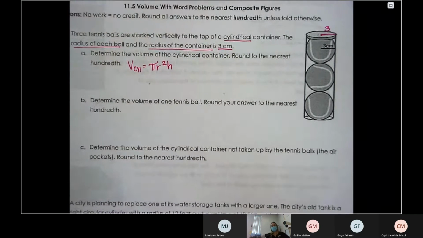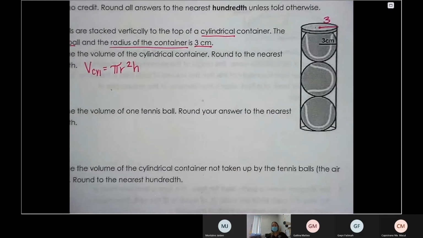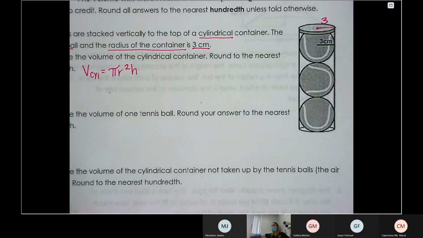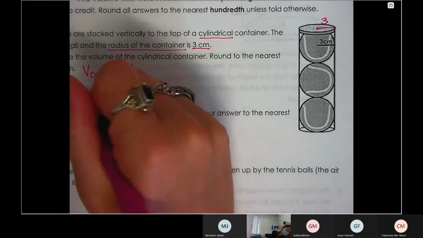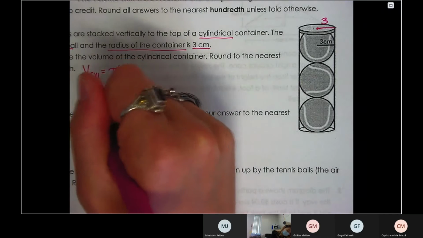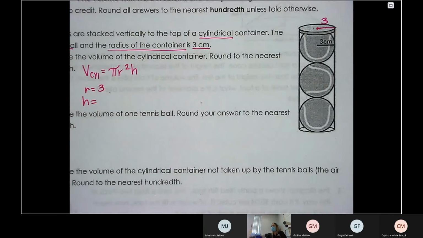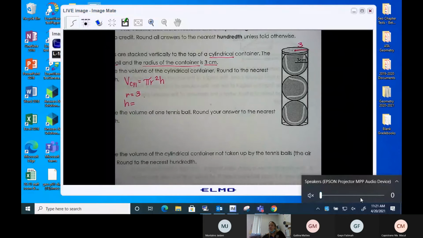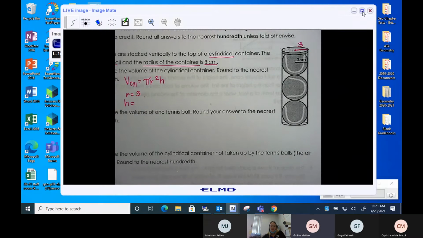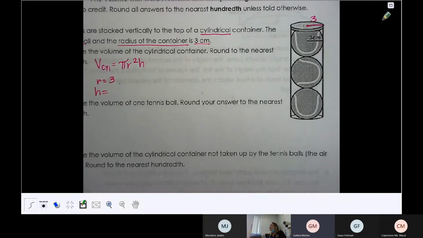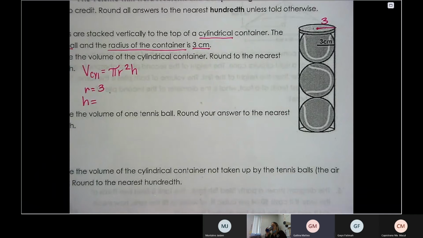So you have to know both the radius and the height. What's the radius you're going to plug in? 3. What's the height you're going to plug in? 18. Mateo said the same thing. Mateo, why is it 18? Because if the radius is 3, the diameter is 6, that goes all the way around, including vertically.